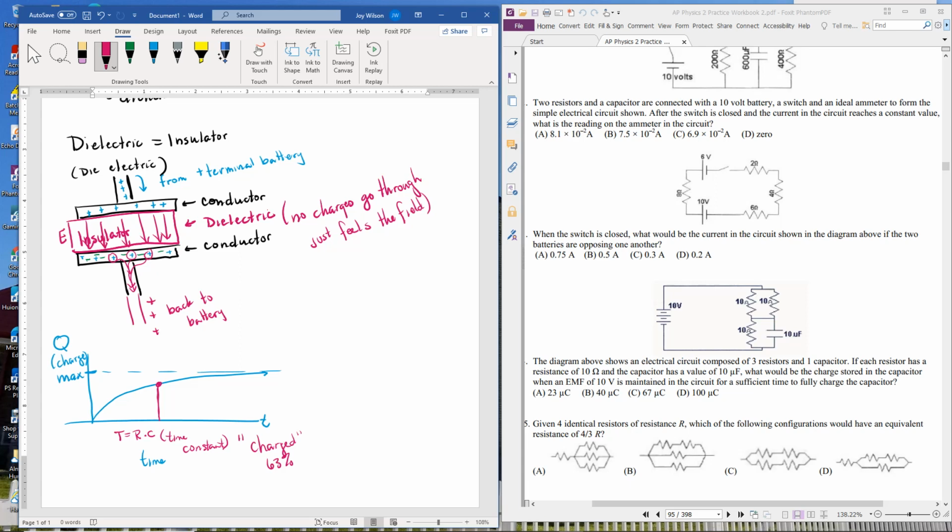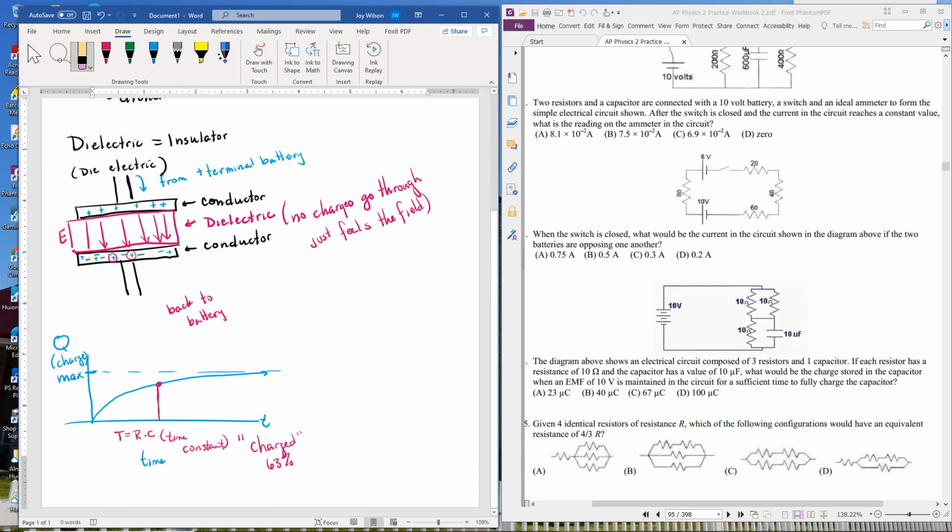And what happens when we get to charged is, now we have a very strong field, and the electricity stops coming on, so the electricity also stops going off.